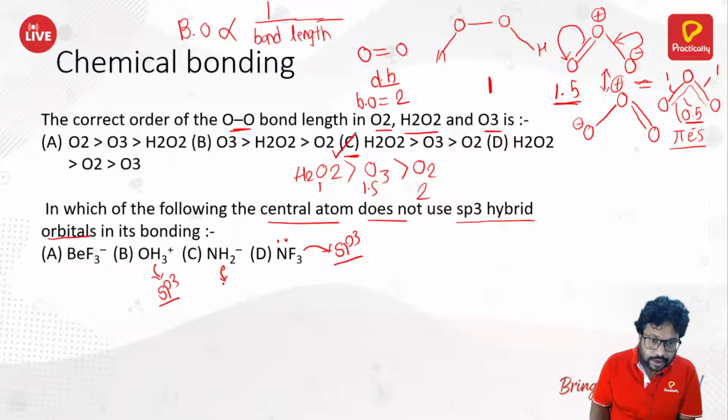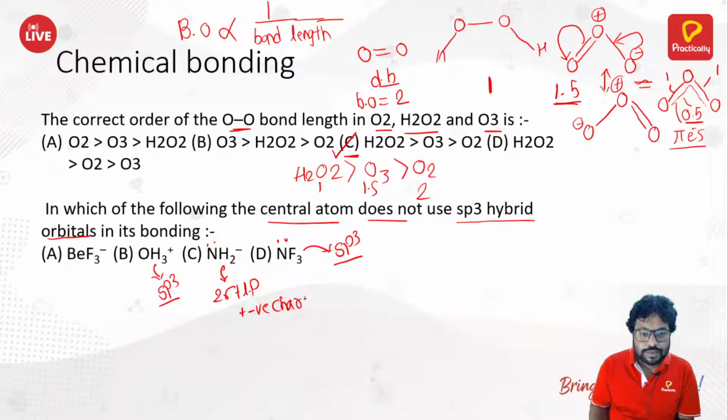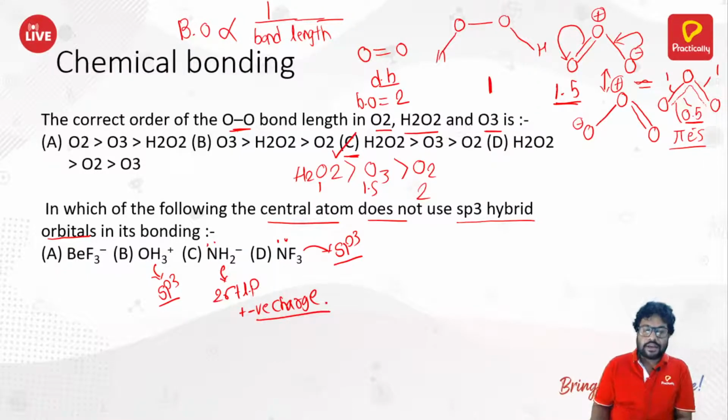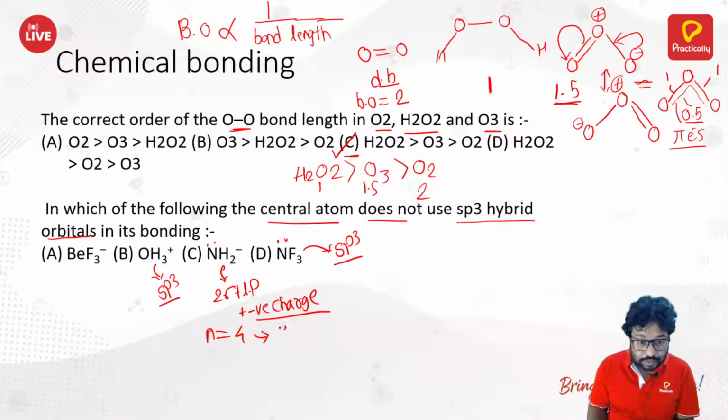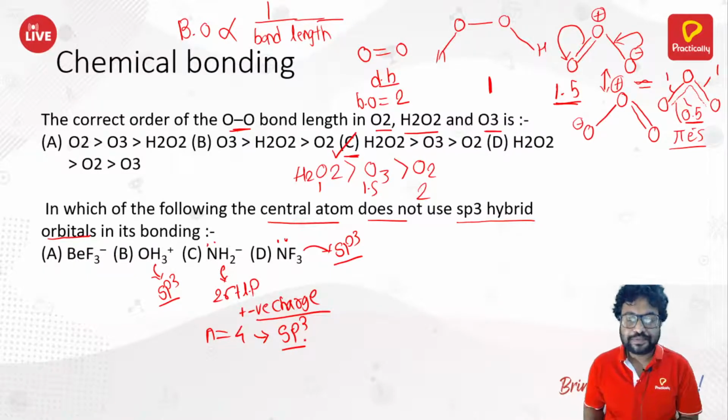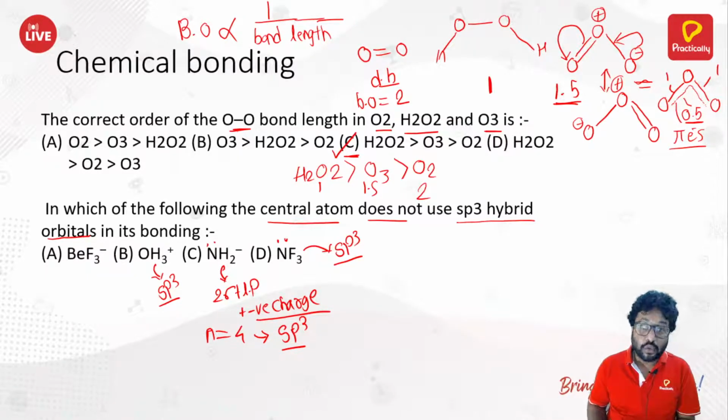Now NH2 1 minus, you have 2 sigma bonds plus 1 lone pair plus a negative charge. The negative charge would be treated as a lone pair here. So that means you have 2 sigma plus 2 lone pair, which makes the total count n equal to 4, and hybridization has to be sp3. That is with the NH2 1 minus.